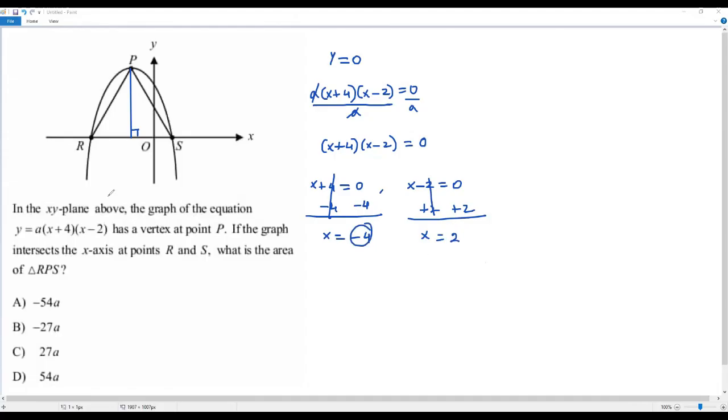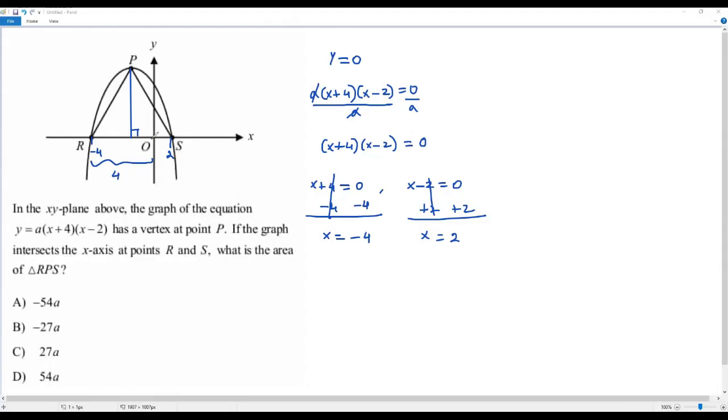So let's mark this x-intercept negative 4 at the point R, because this is the negative side of the x-axis. And let's mark this positive value 2 at the x-intercept S, because this is the positive side of the x-axis. Okay, here what is the distance from this point negative 4 to the origin? Clearly that's 4 units of distance. In the xy plane we have a negative value, but when we consider the distance, we have to consider it as a positive value. That is 4 units of distance we have.